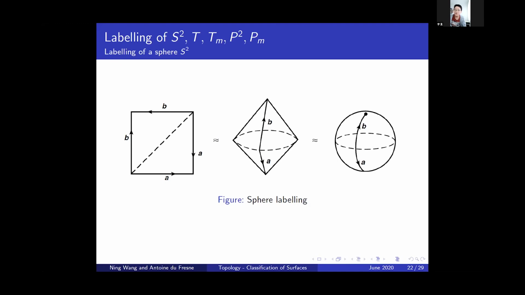The labeling scheme is B1, B minus 1, A1, A minus 1. And we have already talked about the labeling of the sphere. So, C scheme.